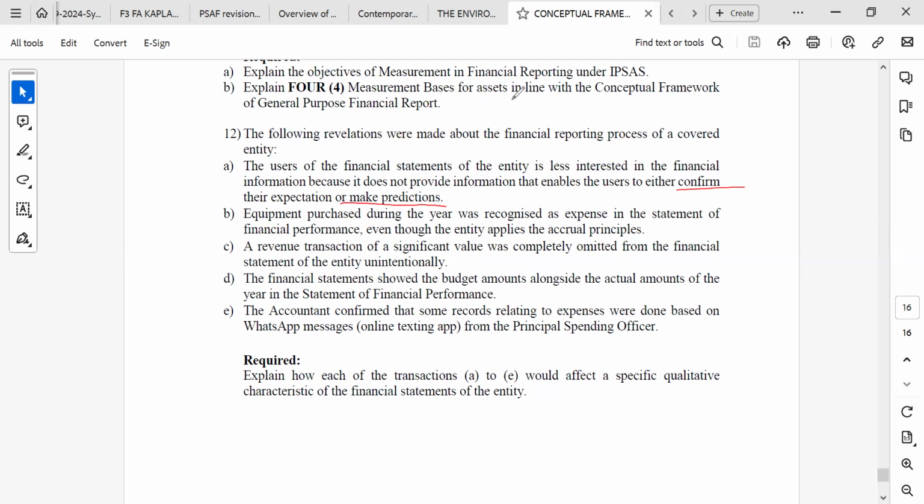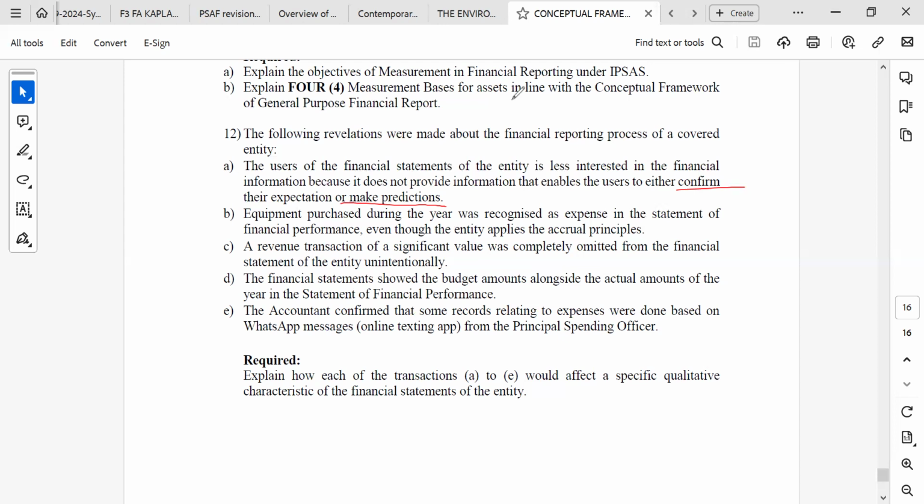So anything that has to do with errors, anything that has to do with incompleteness, anything that has to do with bias will all be under the faithful representation. So you ask yourself, because of this transaction, will I be reporting the actual effects? Will I be reporting the actual transactions or actual happenings during the year? If the answer is no, then you have an issue with what? Faithful representation. Let's look at the D.